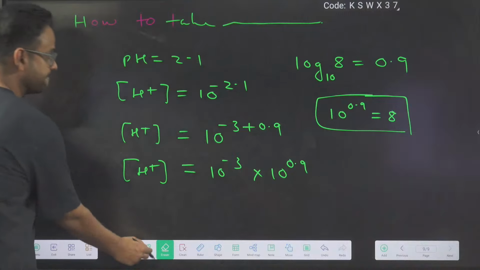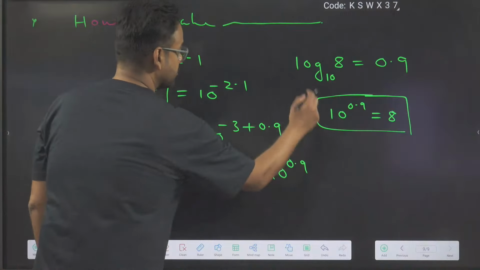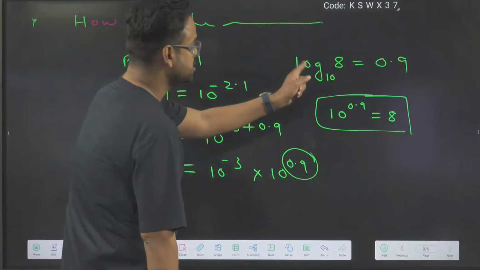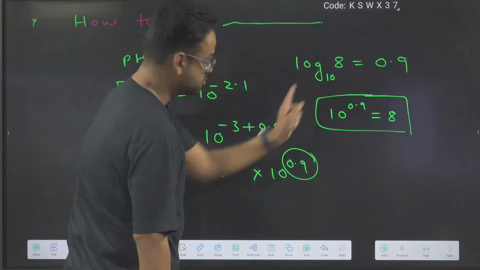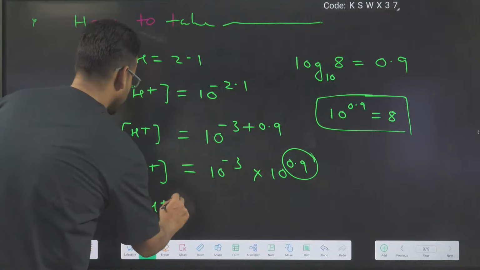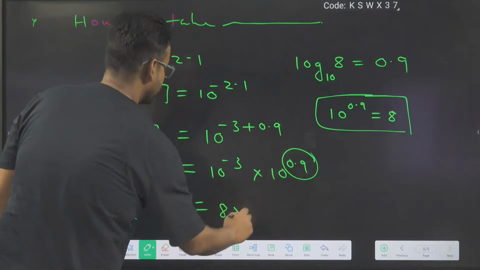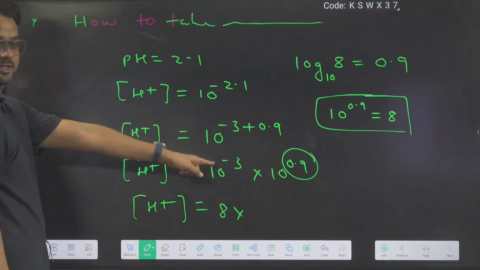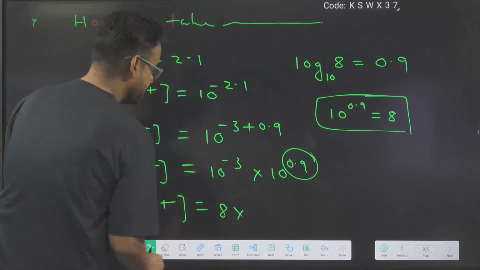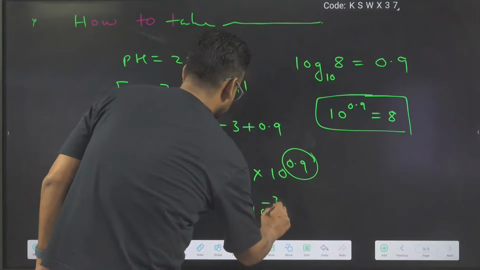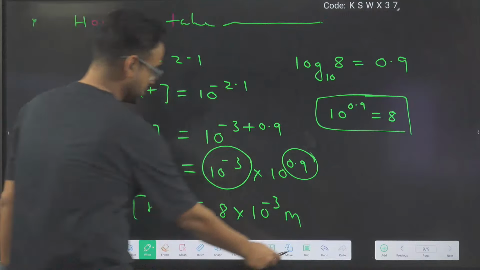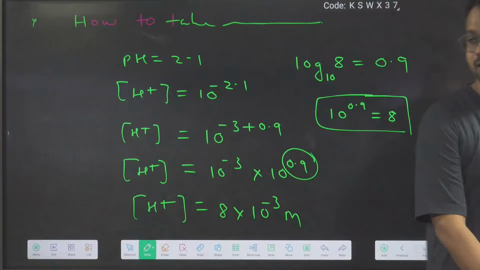Okay, boys and girls. So now I told you 0.9 should remind you of something. 10 to the power 0.9 is 8, since log 8 is 0.9. Final answer: 8 into 10 to the power minus 3 molar. Please make the correction over here. By mistake, I wrote it as 0.3. I'm so sorry. You can change it. This was a small correction, please. Extremely sorry. My apologies for that.